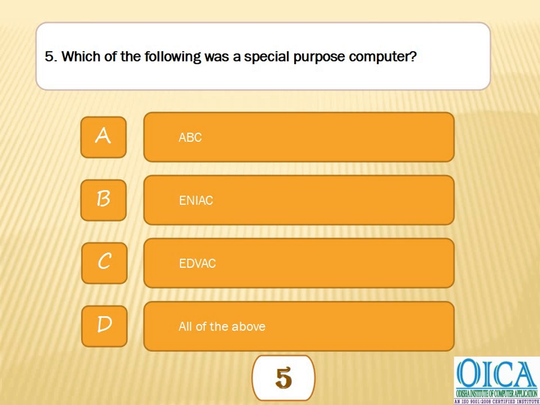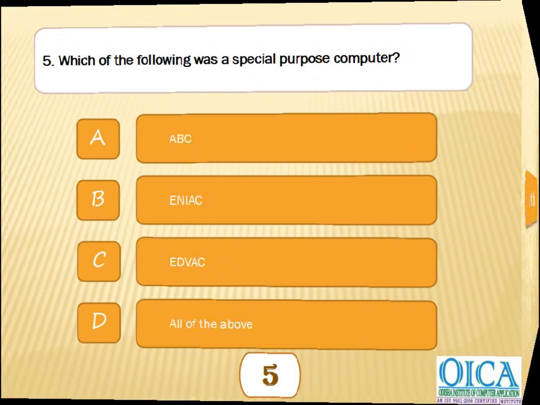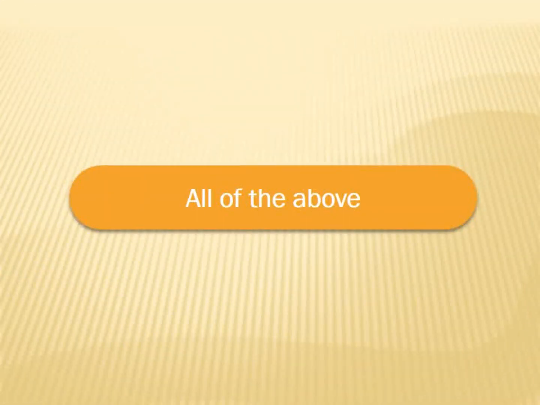Next, which of the following was a special purpose computer? A. ABC, B. ENIAC, C. EDVAC, D. All of the above. The answer is all of the above.